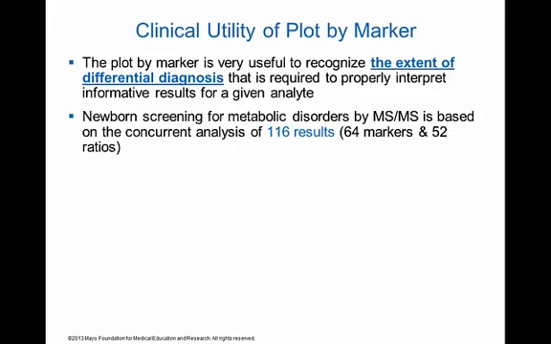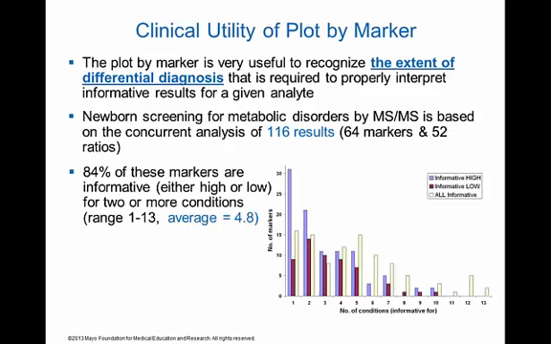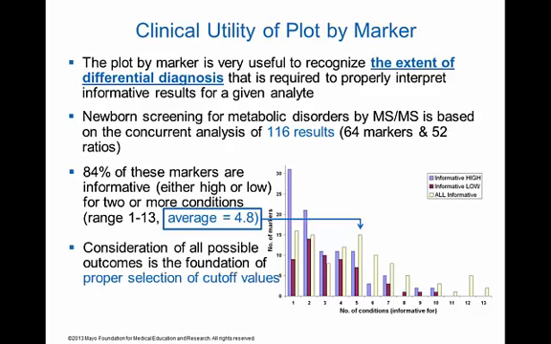more than 100 overall. The vast majority of them require a differential diagnosis that could span from just 2 to as many as 13 conditions, with an average of 5. In other words, when a result is abnormally high or low, a direct relationship to just one possible diagnosis should be considered the exception rather than the rule. In our experience, proper consideration of all possible outcomes is indeed essential to properly select cutoff values.